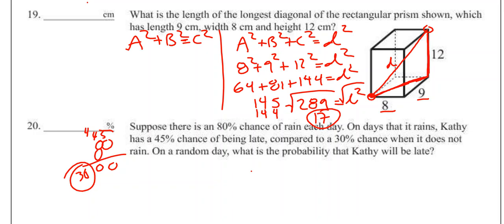On the other side of the spectrum, she is 30% late when it does not rain, and it only does not rain 20% of the time. So 30 times 20, that's going to be 6% of the time she's going to be late because, well, it's not raining. So 36 plus 6 is 42% of the time she will be late.